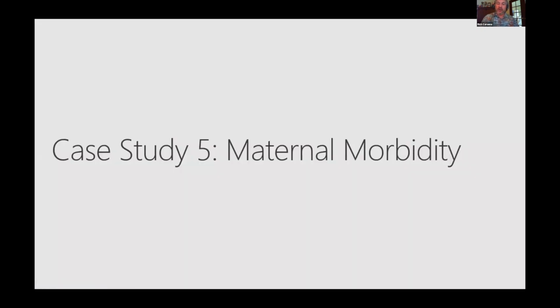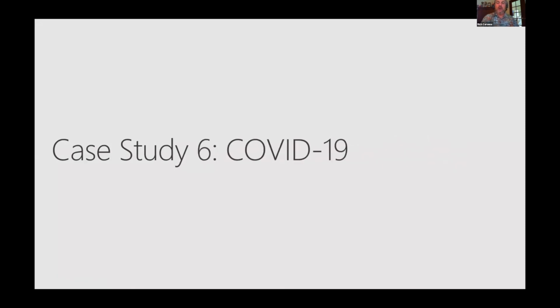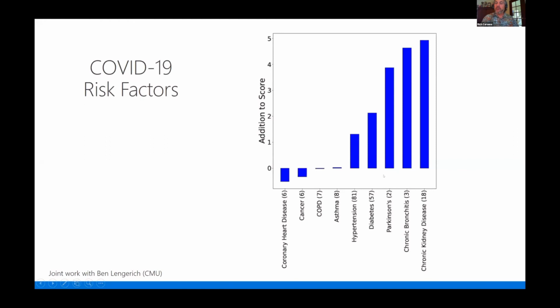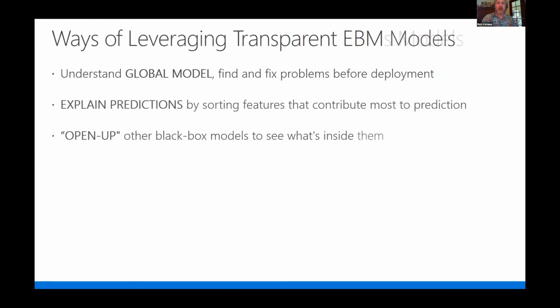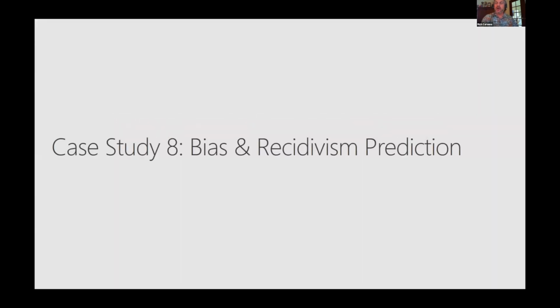Okay, maternal morbidity, I'm going to talk about that on Thursday. COVID-19, we are able to do things like see what are the big and small risk factors for COVID-19. I'll show you that as well on Thursday. This hospital readmission, I think I'll reserve that also for Thursday. And then I'm going to wrap up with just one more use of this kind of explainable model.